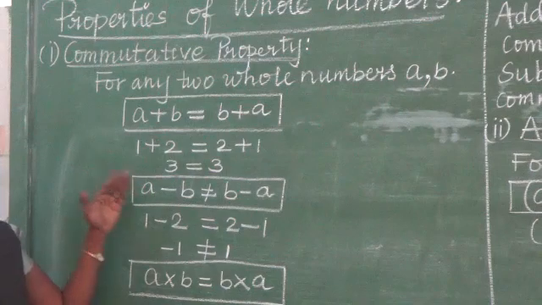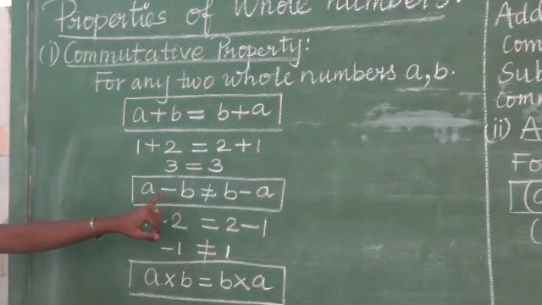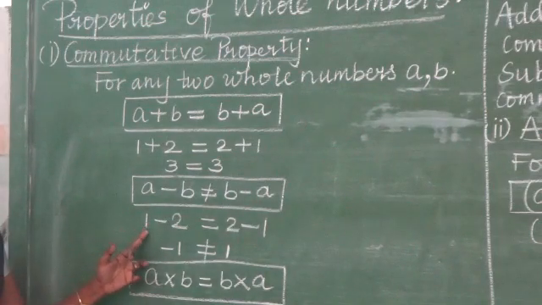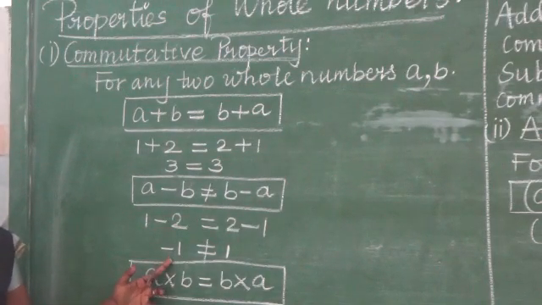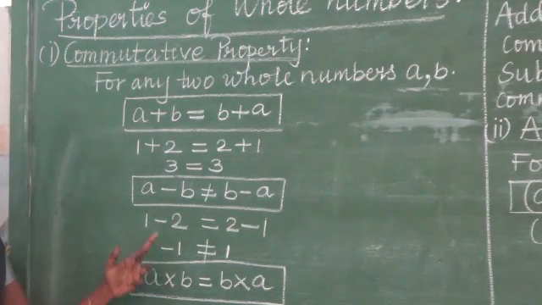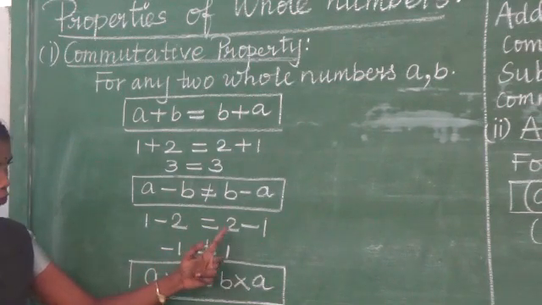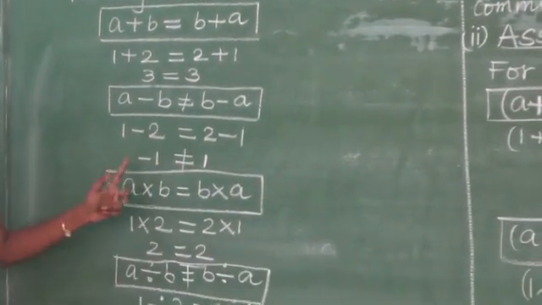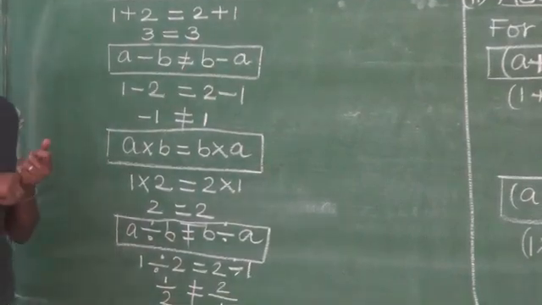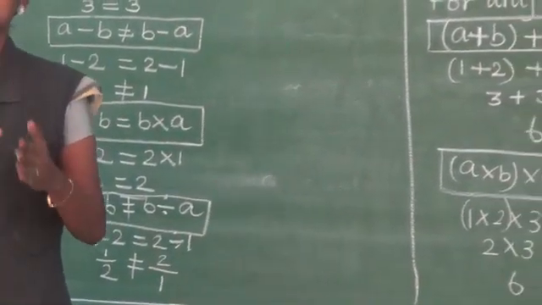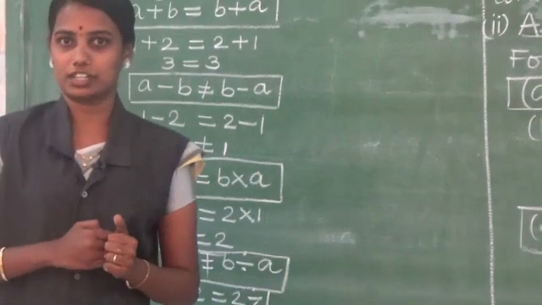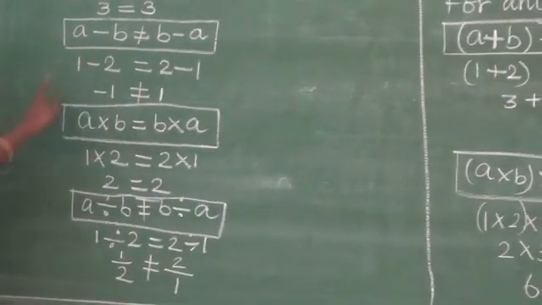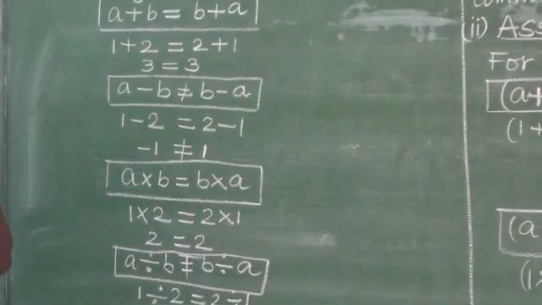So when you add any two numbers, the order of the numbers does not affect the sum. Next, subtraction: A minus B, B minus A. A minus B, 1 minus 2 equals minus 1. Here I change the order: 2 minus 1 is equal to plus 1. Is it the same? No, it's different. So when you change the order in subtraction, the answer is affected. Addition will not be affected, but in subtraction the order matters.